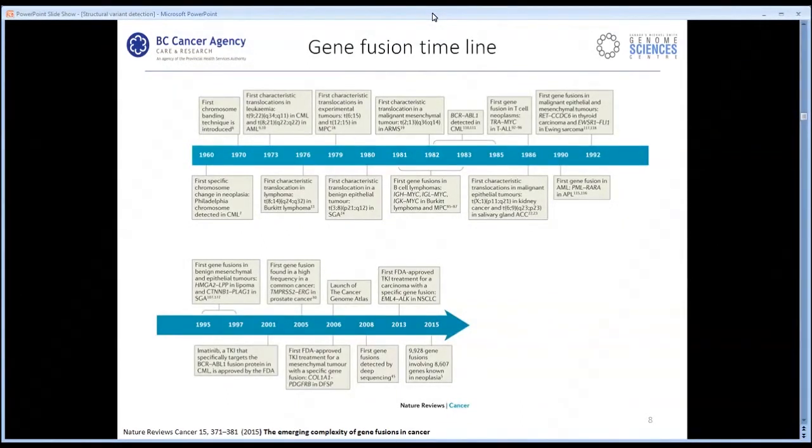In 2006 was the launch of the Cancer Genome Atlas project, which was a big effort to sequence approximately 500 cases of 20 different cancer types, and is a huge resource for the community now. And in 2008, there was a big change in the technology that we use for detecting genes, and that is next-generation sequencing. And since then, we have seen a huge increase in the number of gene fusions that have been identified across many different cancer types.